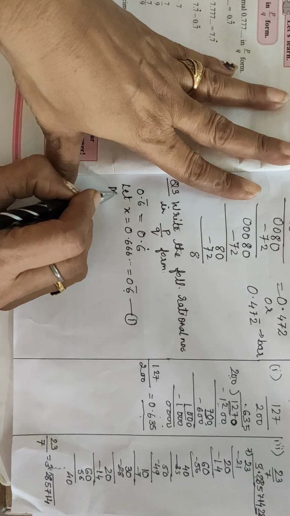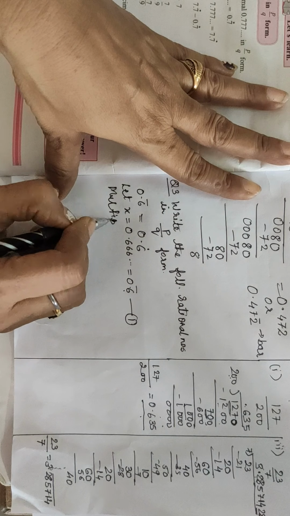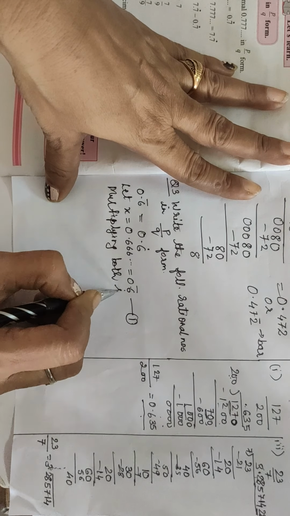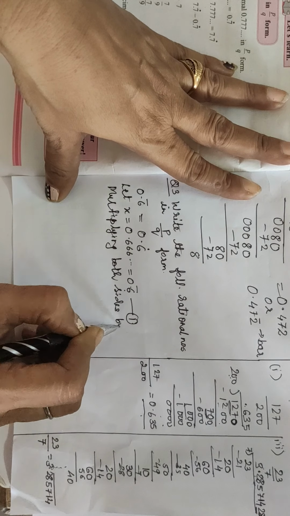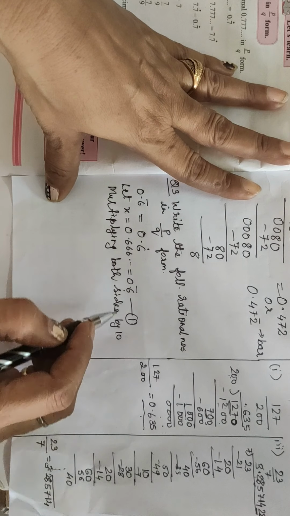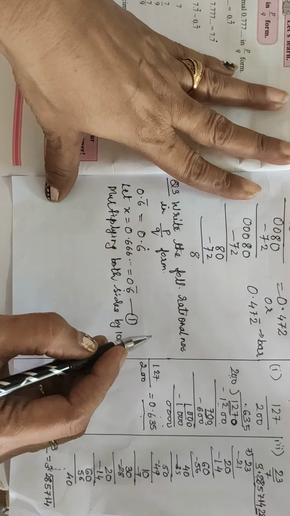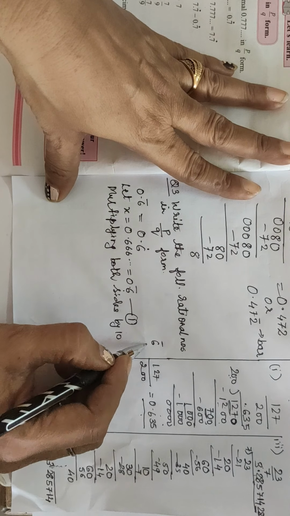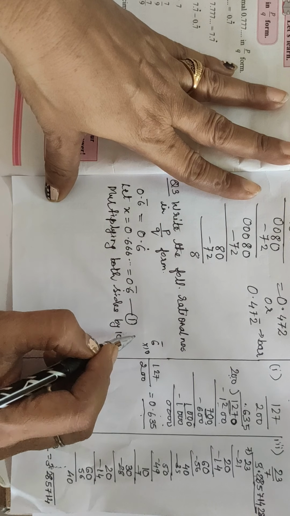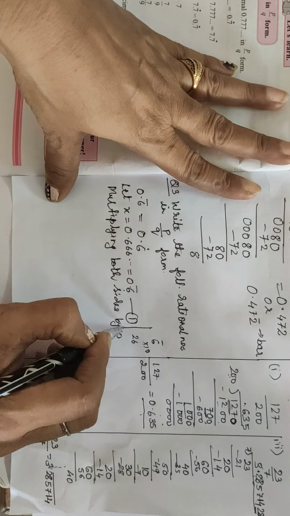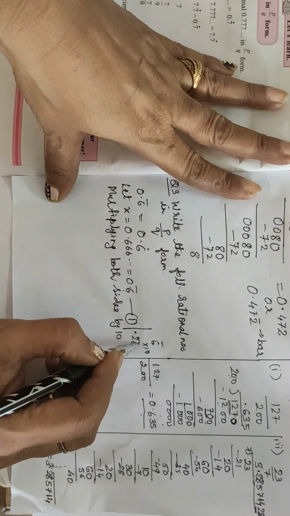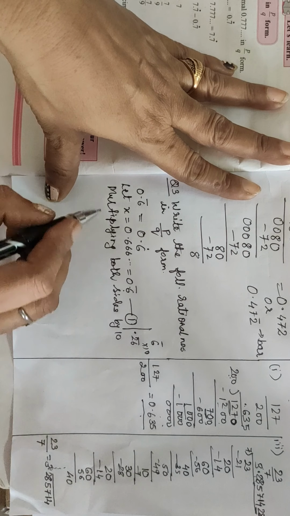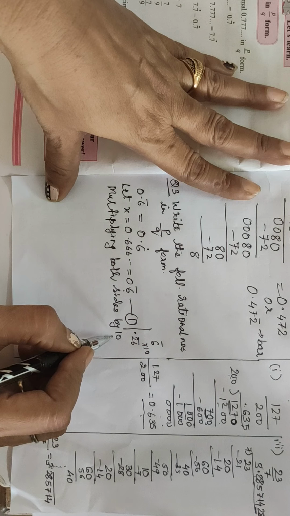So what we write here, multiplying both sides by 10. Remember children, why are we multiplying by 10? Because here the bar is placed over one digit, so you have to multiply by 10. Suppose this is any number, this is rough work. If the bar is over two digits, for example, you will multiply by 100. Okay. Now here we have to multiply both sides by 10.